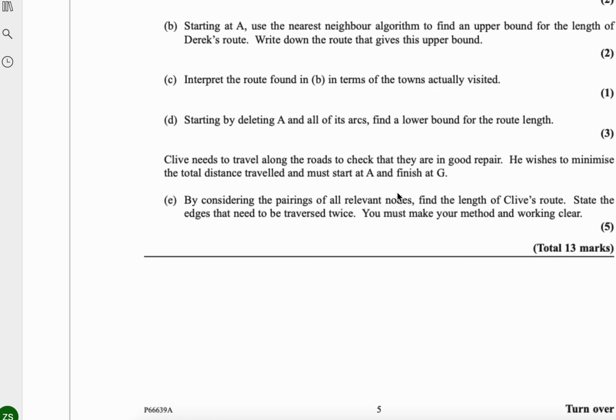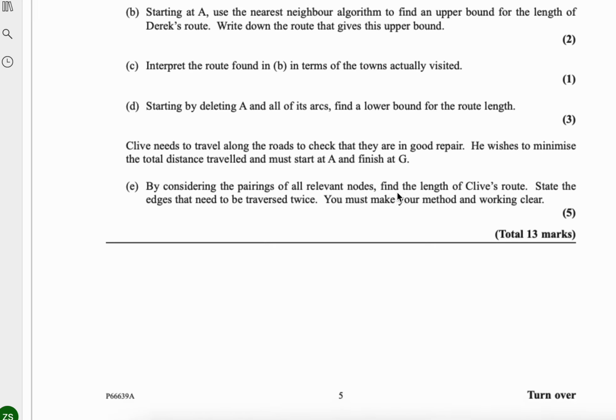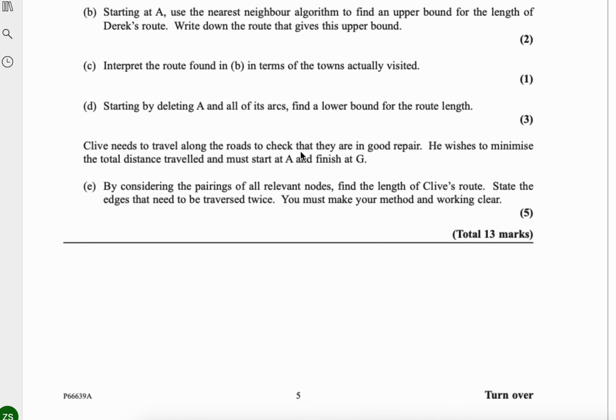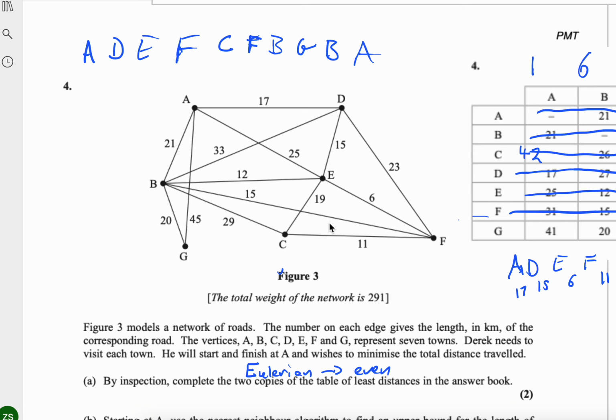Yes. Okay, cool. And finally, part E. Clive needs to travel along the roads to check that they're in good repair. So now we're not looking at nodes, we're checking the roads. He wishes to minimize the total distance traveled. He must start at A and finish at G. Remember I was talking before about odd and even nodes? So he must start at A and finish at G. That'll be our 2 nodes.